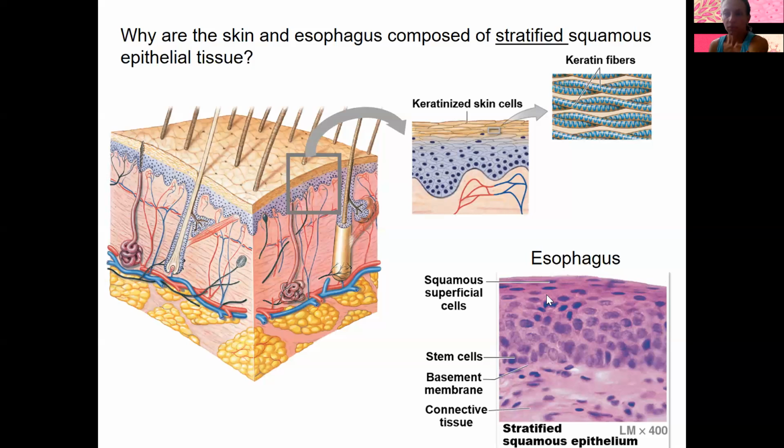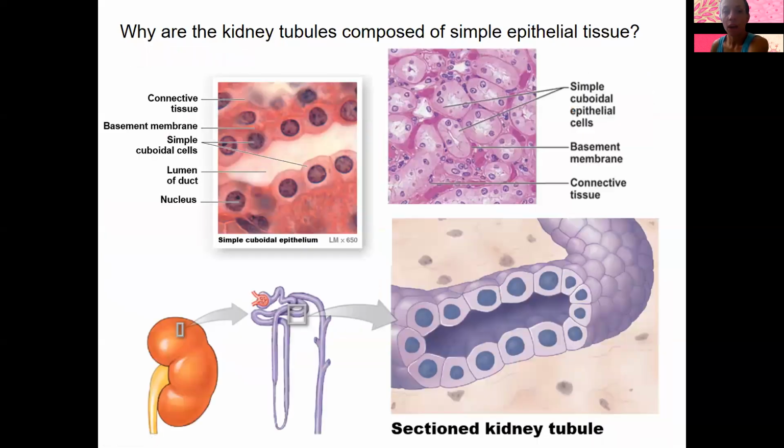And dead cells are constantly falling off of your skin. So, layers for protection. Okay, what about the kidney tubule? Why is this composed of simple epithelial cells? Simple cuboidal in this case, but I kind of want to focus on here to make sense of it.